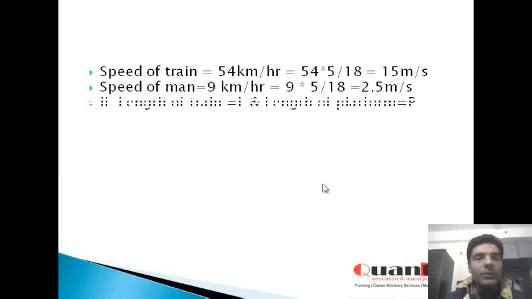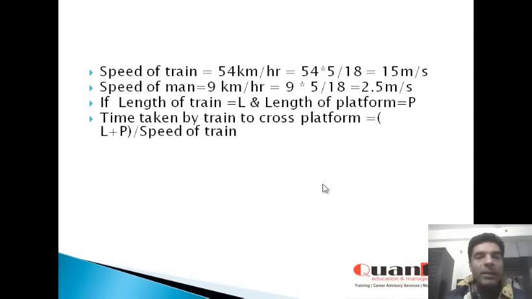Fine. Now if we assume that the length of the train is L and the length of the platform is P, then the time taken by the train to cross the platform will be equal to the length of the train plus the length of the platform, divided by the speed of the train. Now if you put the value of time and speed of the train in this, it will come out to be 25 is equal to (L plus P) divided by 15. This is our first equation.